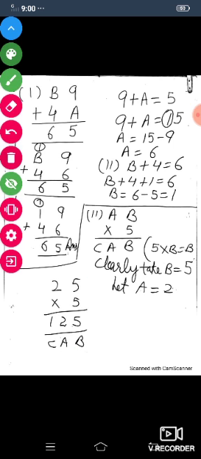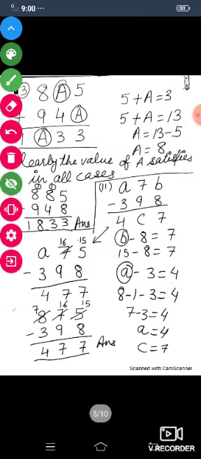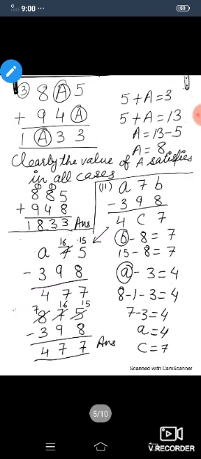Then the third part is addition of a 3-digit number, that is 8A5 plus 94A. The answer is 1A33. The same digit will be at the first row, second row and third row.